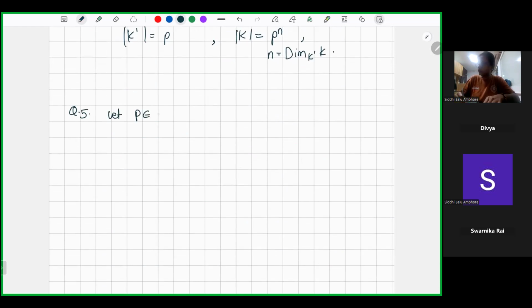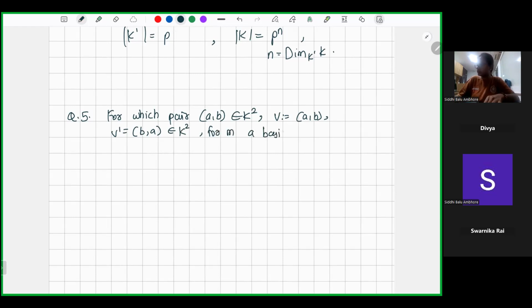Let P be in CX. Sorry, not this one. Question 5: for which pair A comma B in K square, K is arbitrary in fact, V is A comma B and V dash is B comma A in K square, form a basis of the K vector space K square?